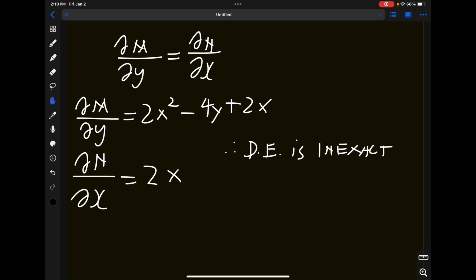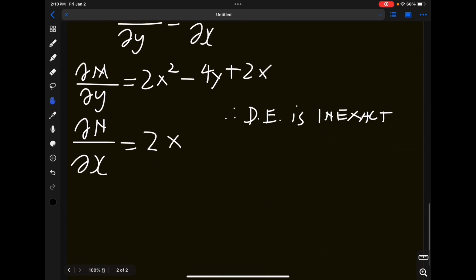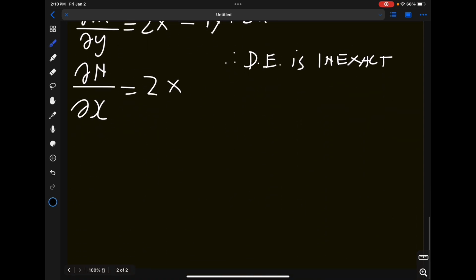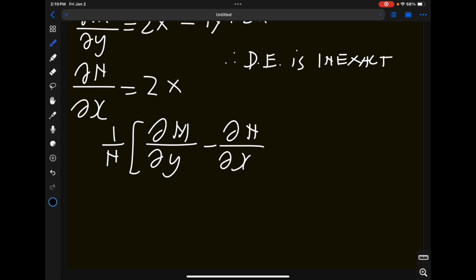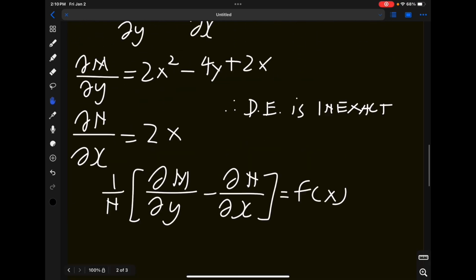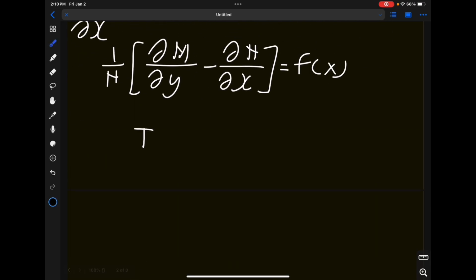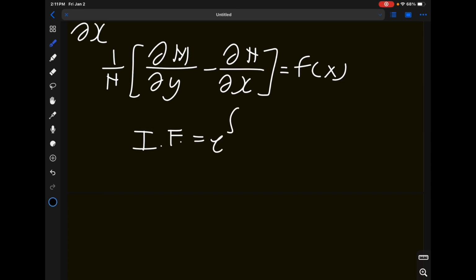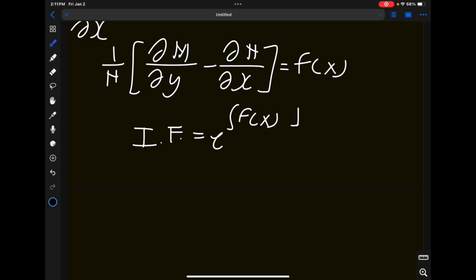To solve for the general solution of our inexact DE, we must use this first condition formula, which is 1 over N multiplied by the partial derivative of M with respect to y minus the partial derivative of N with respect to x, equal to f of x. After solving for f of x, you must solve for the integrating factor to convert the inexact DE to exact DE. So this is the formula after solving for f of x. Then we get our integrating factor.